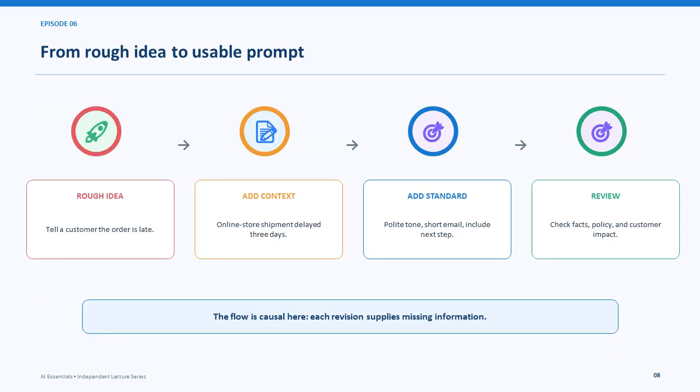A rough idea becomes usable through clarification. Begin with the core need, such as telling a customer that an order is late. Add the situation and known facts. Add standards for tone, channel, and necessary information. Then review the draft for accuracy, policy, and customer impact. Revision supplies missing information; it is not merely a request for different wording.